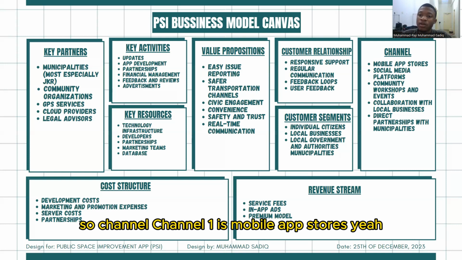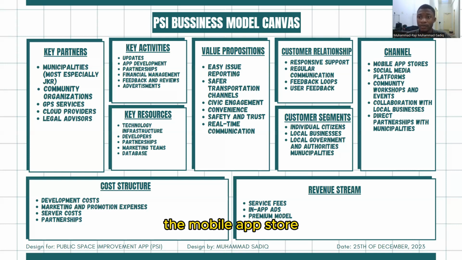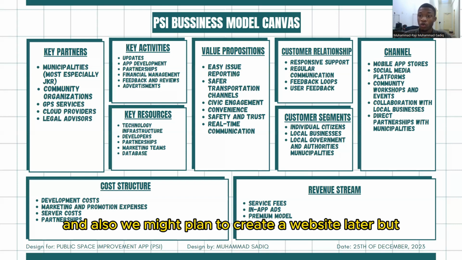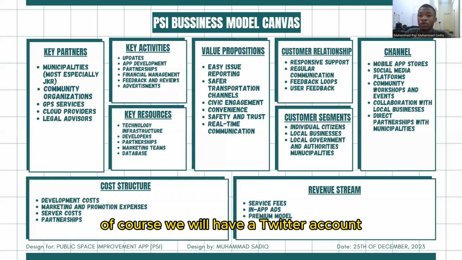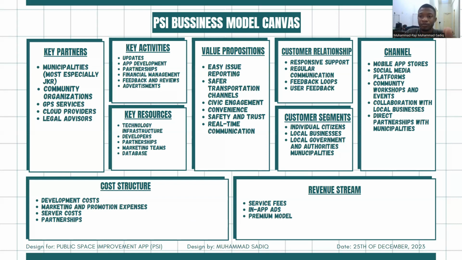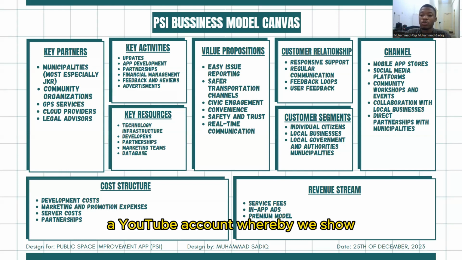So channel one is mobile app stores. The application will be available in the mobile app store for Apple, for iOS, and also the Play Store for Android. And also, we might plan to create a website later, but that will be later. So social media platforms. Yes, of course, we will have a Twitter account and a YouTube account whereby we show our works and everything.